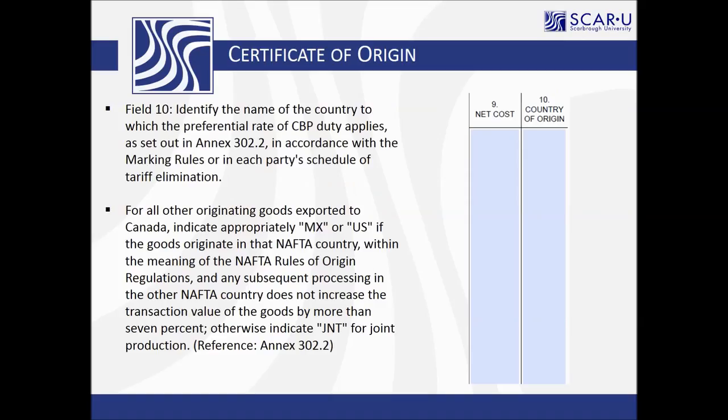10, country of origin. Identify the name of the country to which the preferential rate of treatment applies. So on the NAFTA, if it was made in Mexico, MX. In US, US. In Canada, CA. Pretty cut and dry.